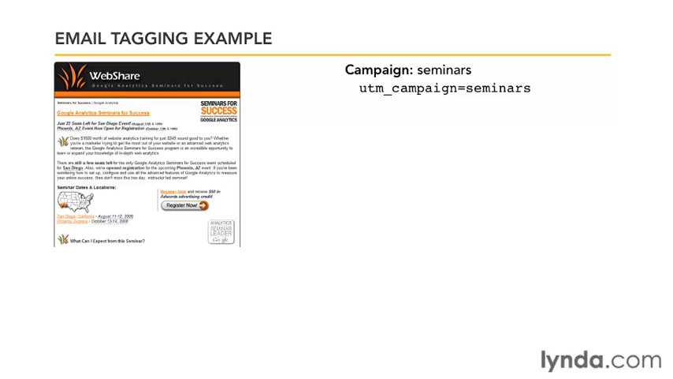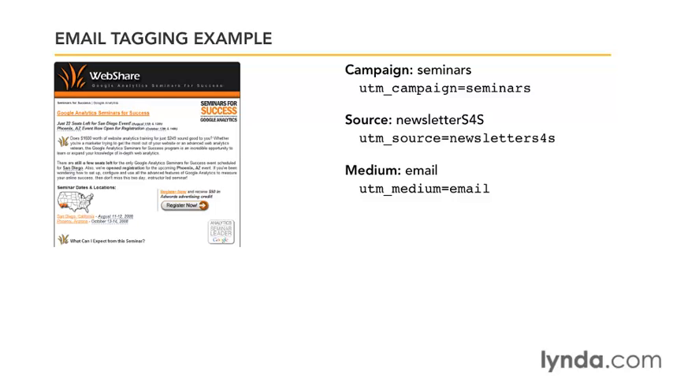Now the source is a little trickier on email because it's not a source coming from a website. Generally speaking, it's a good idea to put the source here as something that will make sense to you, such as the particular database of emails that you're using to populate this email, or something else that's going to indicate how this customer is associated with your site. In our case, we're going to call this the newsletter S4S, and the medium is going to be email. I do suggest you don't differ too much here. Generally speaking, we want to keep the medium of email as email.